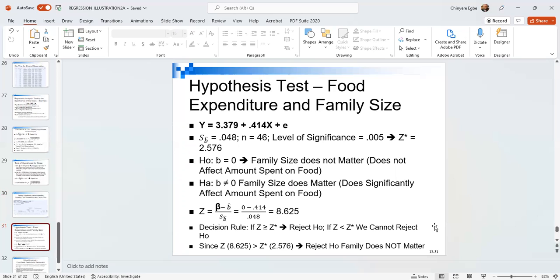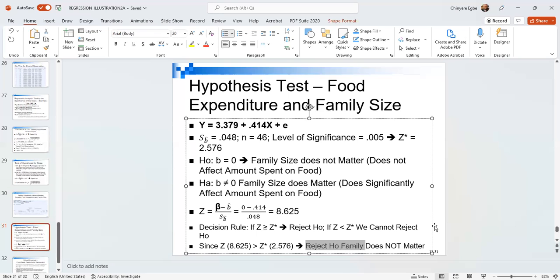Therefore, in this problem, what is the decision? The decision is that the calculated Z, 8.625, is greater than the critical Z of 2.576. Therefore, we reject the null hypothesis that family size does not matter. So what is your conclusion? If you reject the null hypothesis that family size does not matter, what is your conclusion?